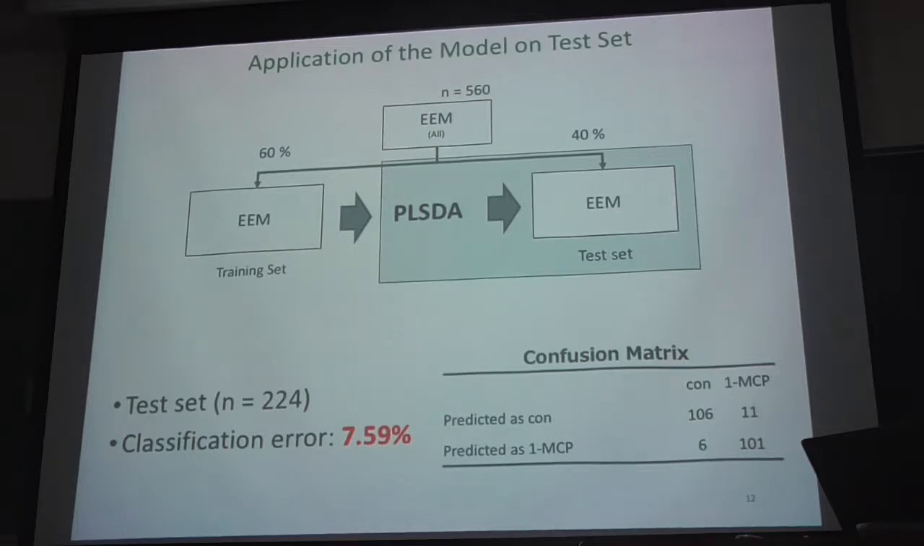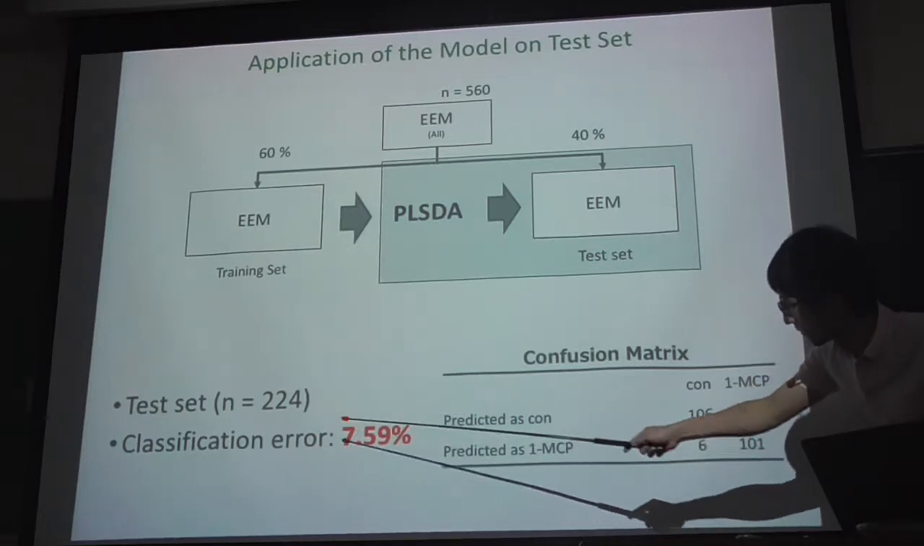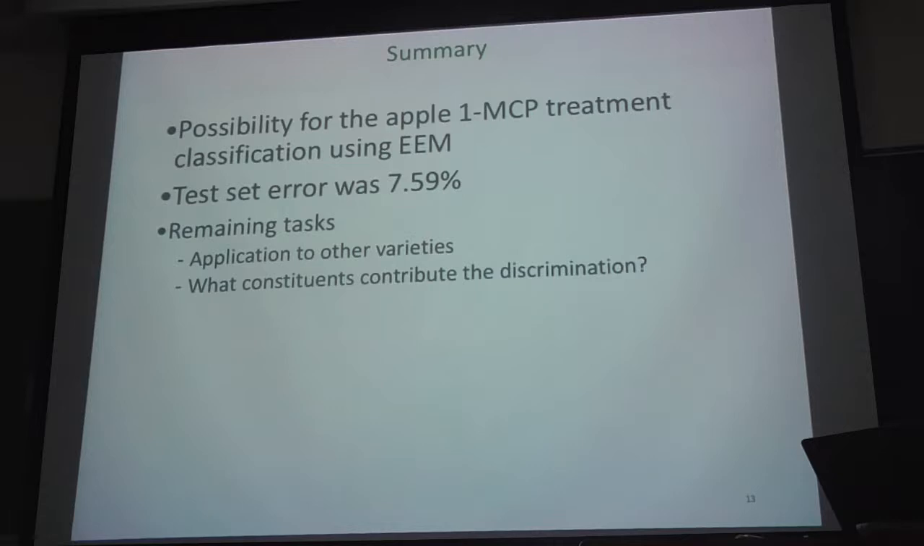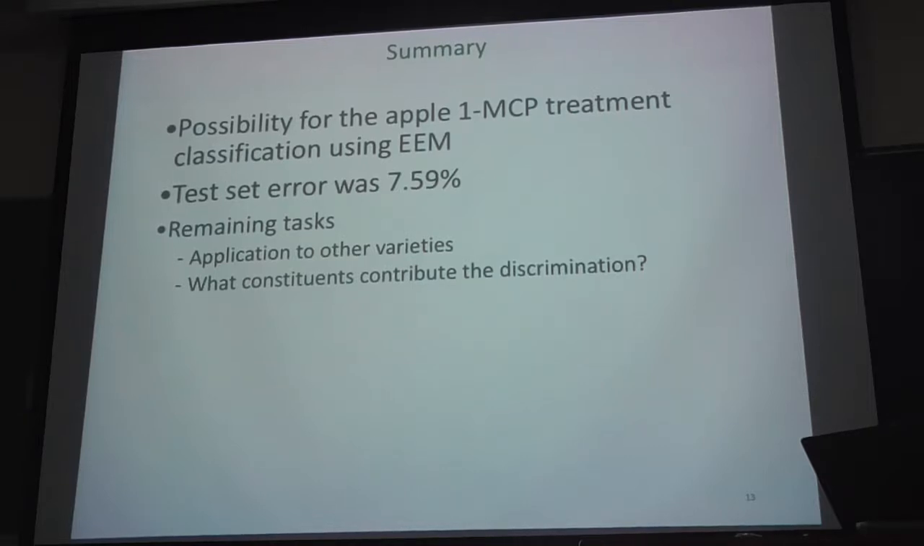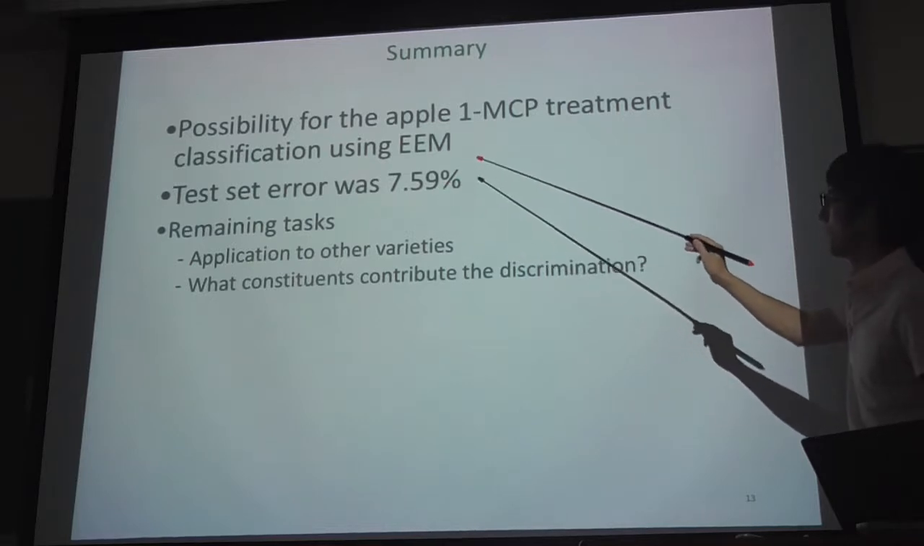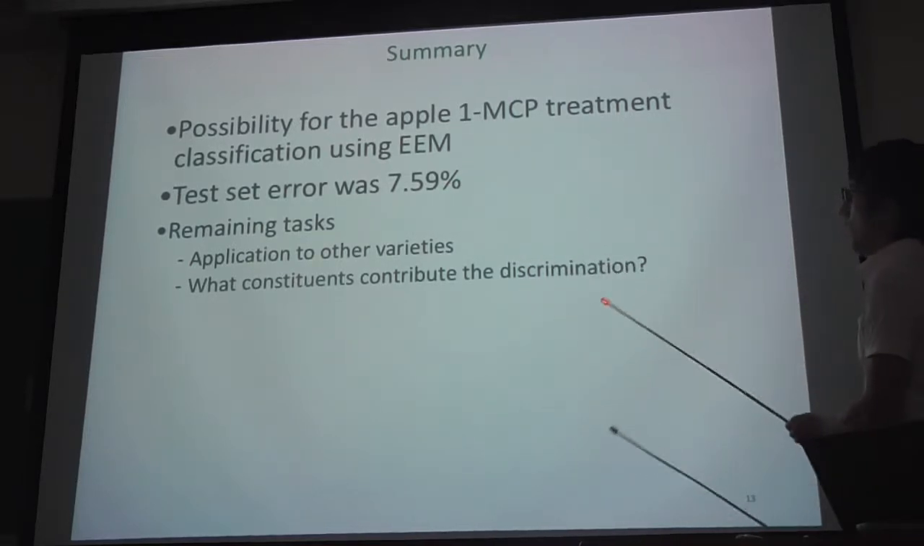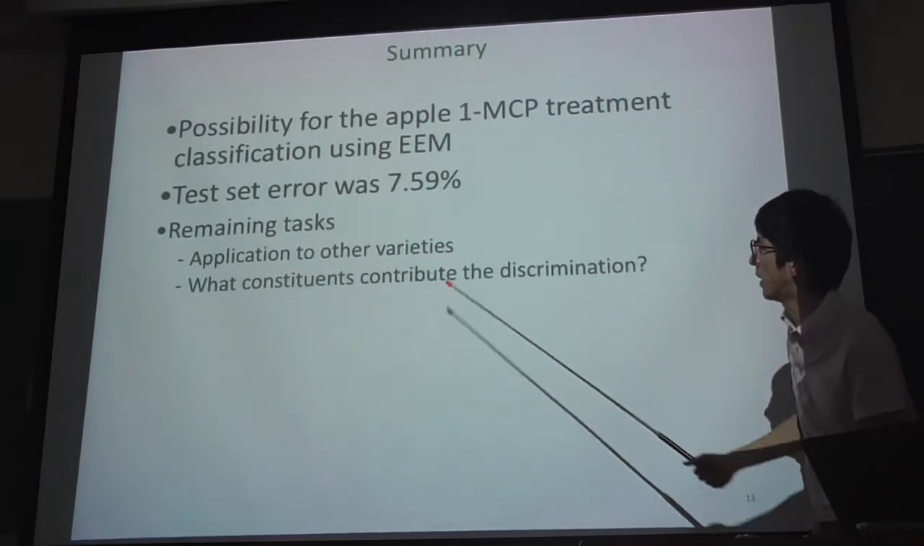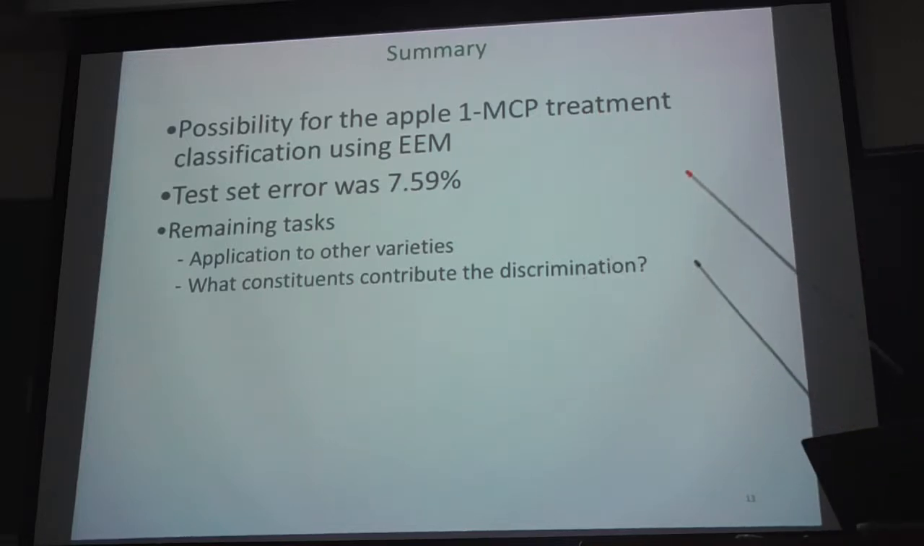And then we apply the best model to the test set, and the classification error was 7.59%, so good. And this is the summary. It is possible to classify the Apple 1-MCP treatment using the EEM. The test set error was 7.59%. Future work may be the application to other variables, and we would like to know what constituents contribute to this discrimination.